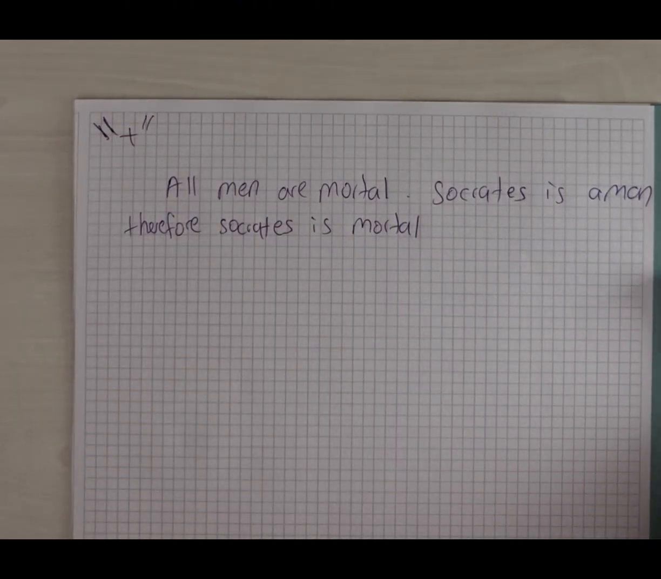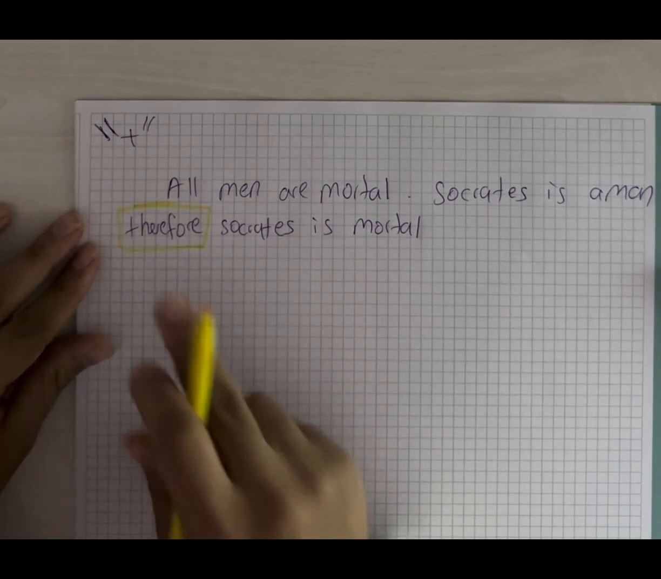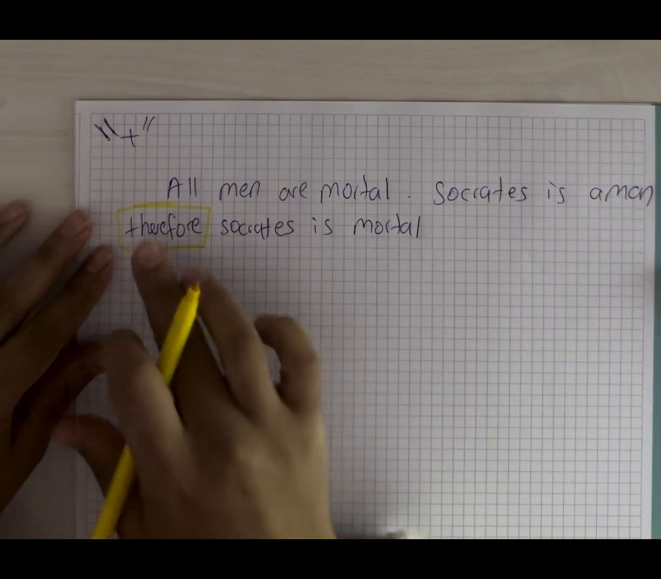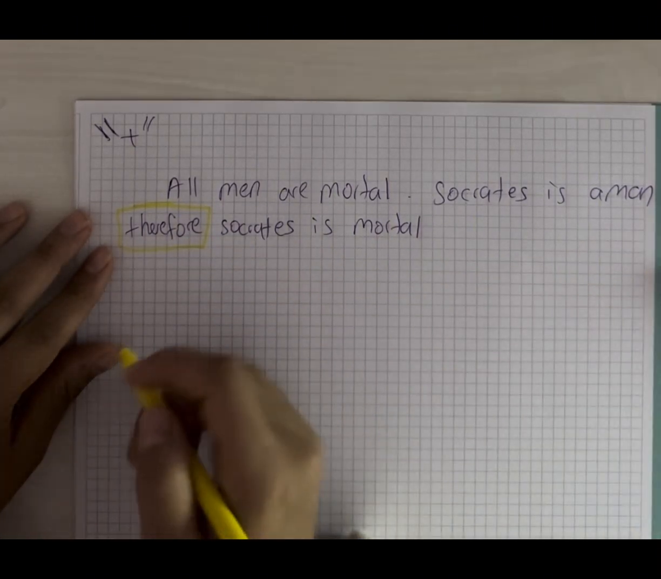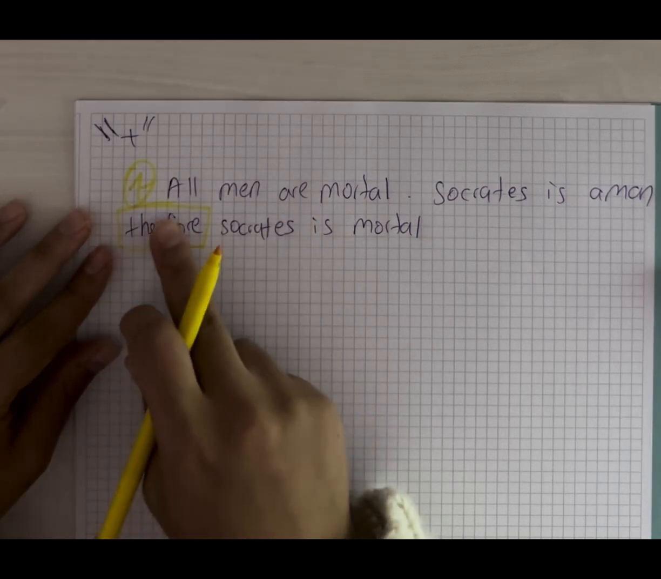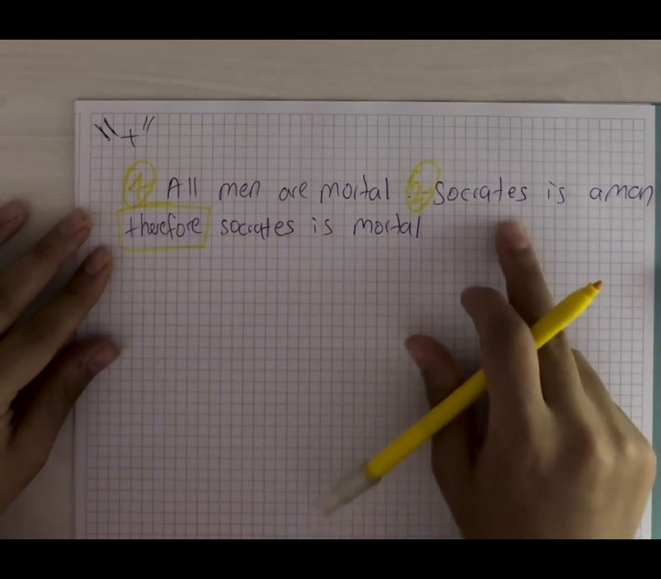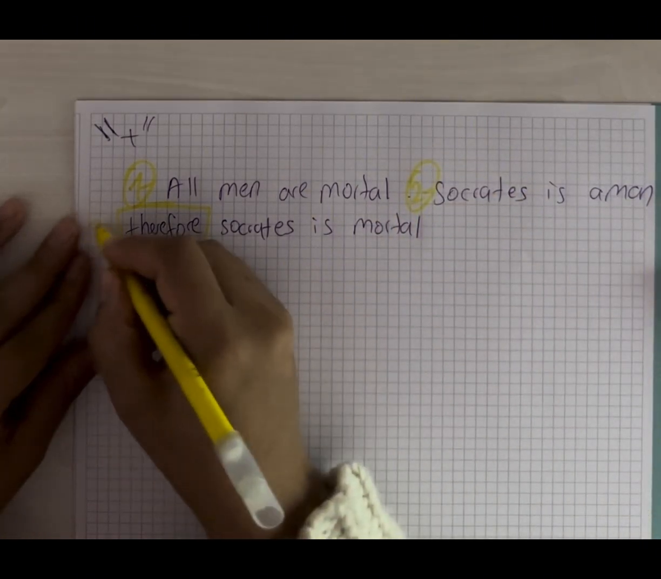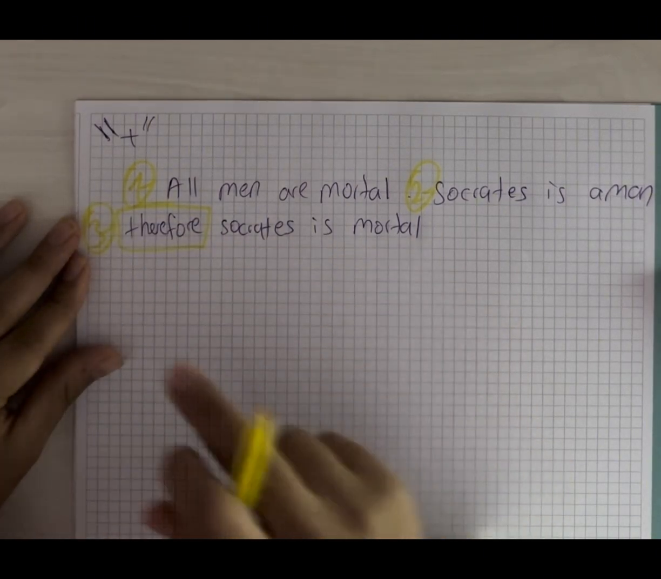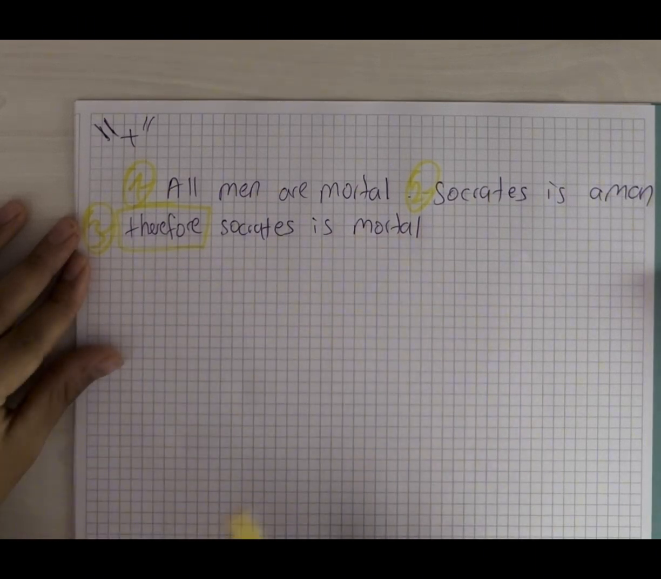In this paragraph, firstly we need to find the indicator, therefore, and then give a number to each statement. Our first statement, the premise, is all men are mortal, and the second one, Socrates is a man, and the last one, therefore Socrates is mortal. Conclusion is Socrates is mortal.